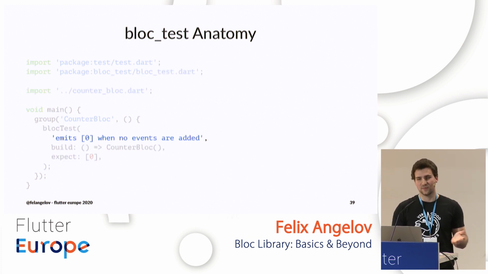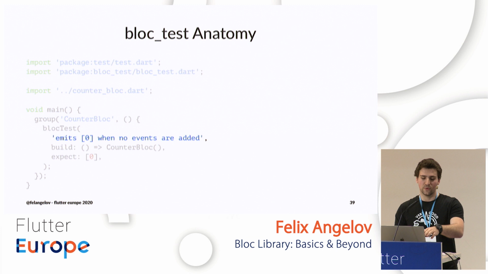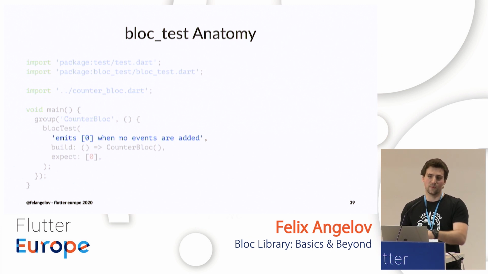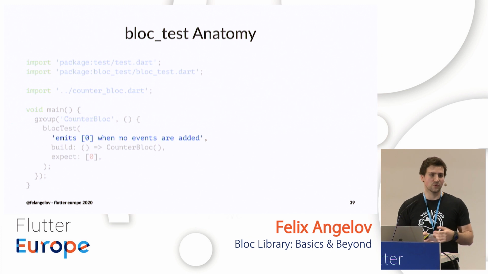So the first one is, just like every regular test, there's a description for the test. In this case, once we run our test, it's going to read "CounterBloc emits [0] when no events are added." So it's going to read like a nice sentence. You can understand as someone who's running these tests what they are actually supposed to be doing.